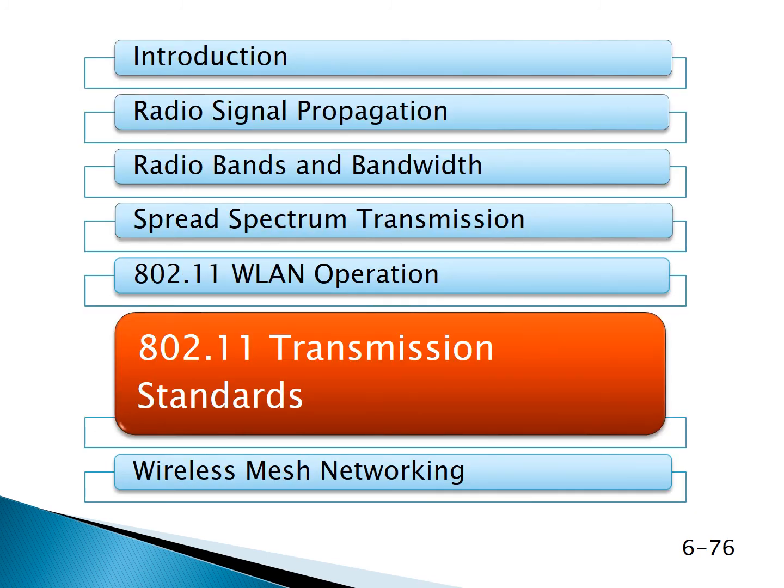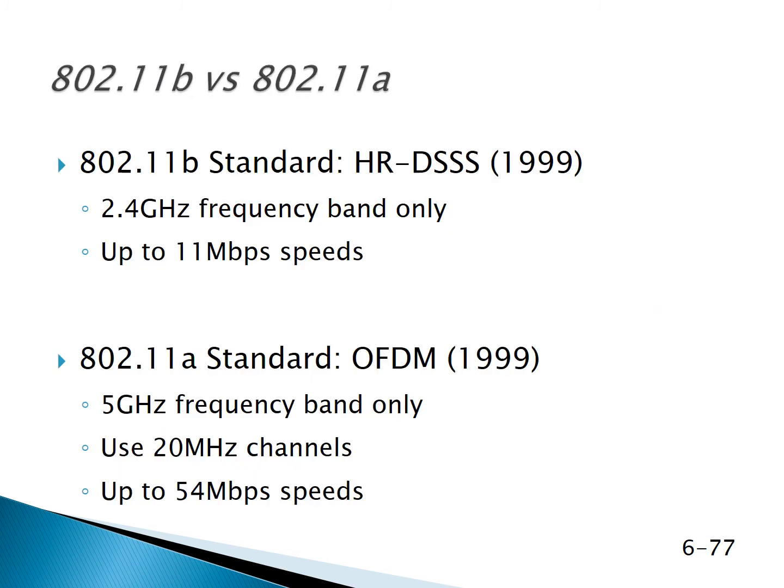So now we will look at different 802.11 transmission standards. The earliest standard, in 1999, is 802.11b. It's only 11 megabits per second, so it's not very fast by today's standards. It's in the 2.4 gigahertz band. This one is the first standard, and the second one is 802.11a.